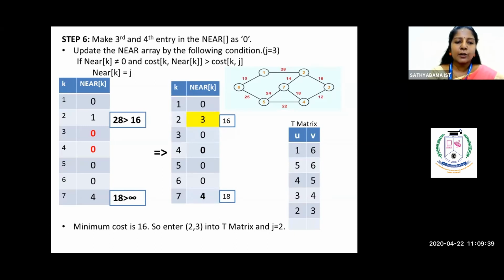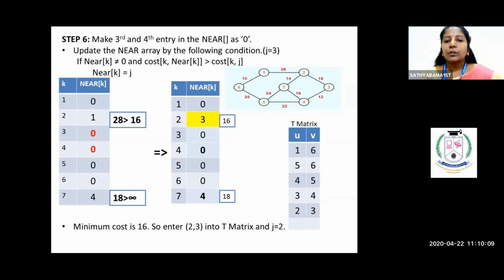Now the next non-zero entry is the 7th entry. 7 comma 4: the weight of 7 comma 4 is 18, and k comma j, that is 7 comma 3, is infinity. So 18 is not greater than infinity, the condition is not satisfied. So no need to update the 7th entry in the updated array. So in this iteration, we have updated only one entry, that is 2 comma 3.